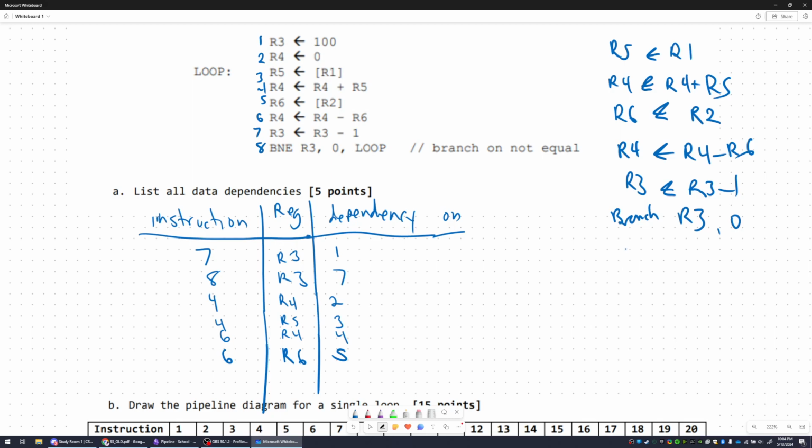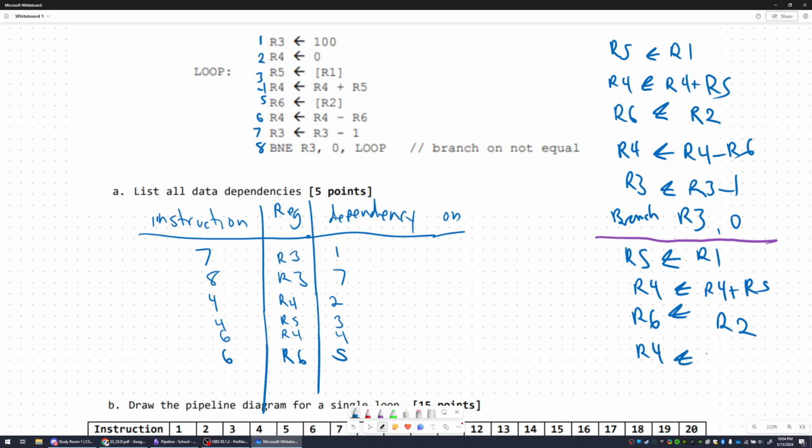So R5, 1, 4, R4 plus R5. I should have done a different color. Okay. R6, 2. So, okay. Okay, so is there R1 used anywhere here? No. R4 from 3, 4, 5, 6, 7, 8.